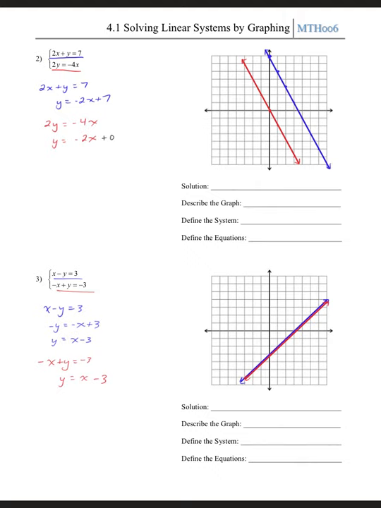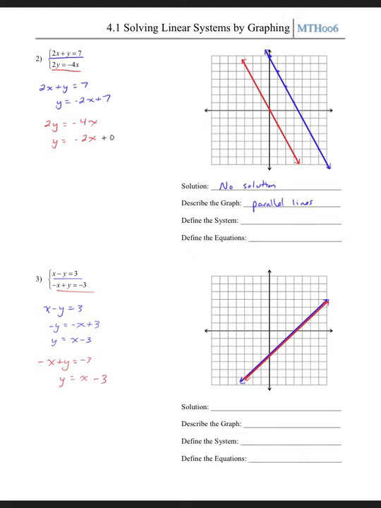Now you can see what all of your graphs should look like, but now let's go through and find the solution and describe the graph of each one of these. So in example 2, the solution here. When we look at this, we know a solution is where these graphs cross, but these graphs do not cross at all. So we say this is no solution, meaning there is no ordered pair that would make both of these equations true. Describe the graph? Well, they are parallel lines. So if we see parallel lines, we know that there is not a solution.